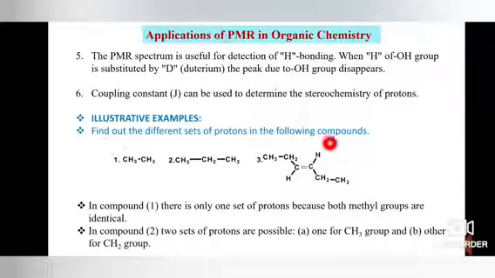Find out the different sets of protons in the following compounds. Ethane is given, this is propane, and this is trans-3-hexene, carbons 1 2 3 4 5 6. Now in compound 1, these two methyls have the same chemical environment, so all 6 protons of both the methyls give only one peak.